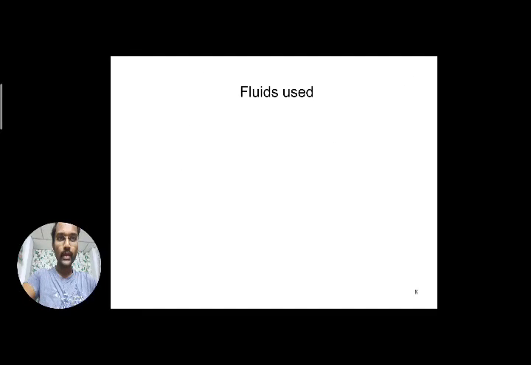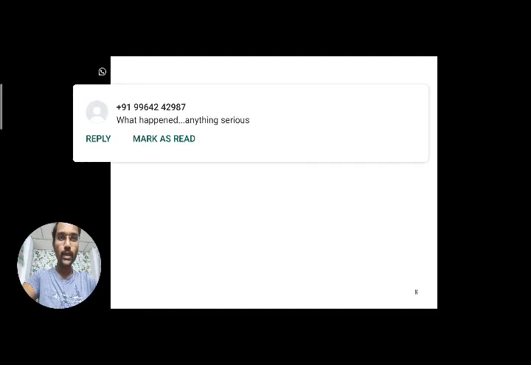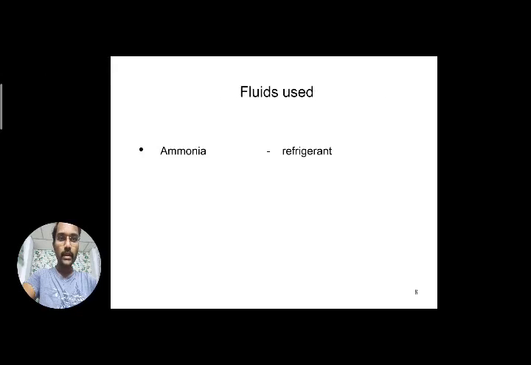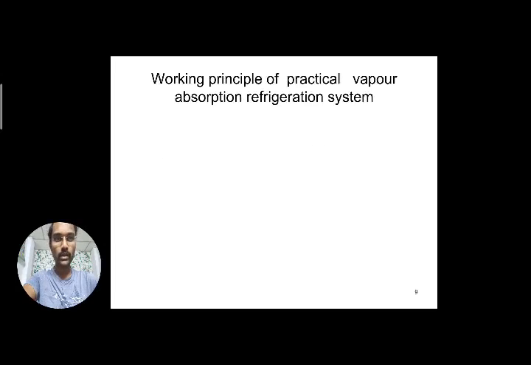Next, the fluids used here. Mostly, as in the last ideal vapor absorption system, the fluids used are ammonia and water. Here ammonia is acting as the refrigerant and water is acting as the absorbent. The mostly used fluid is this combination of the pair, ammonia and water.